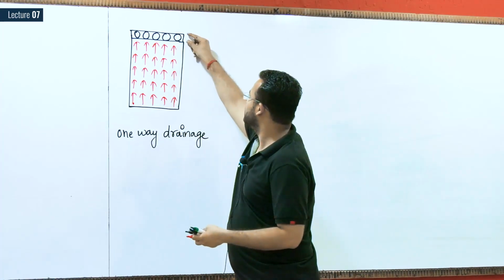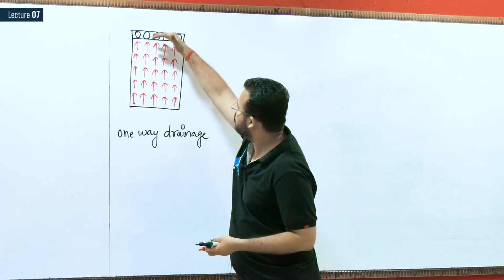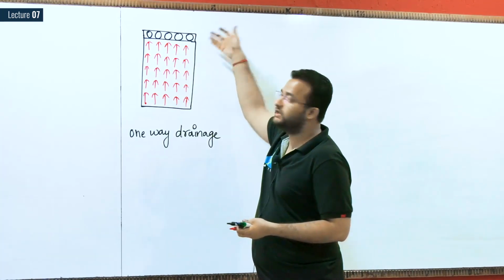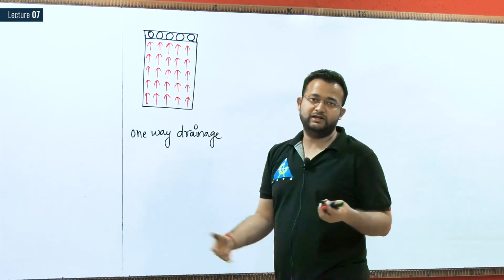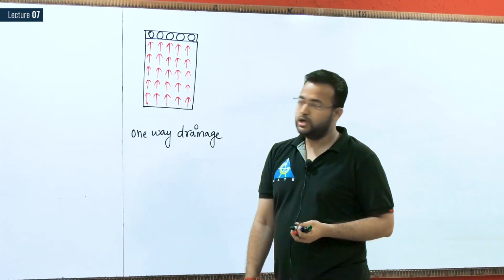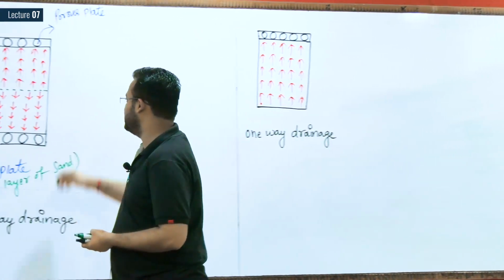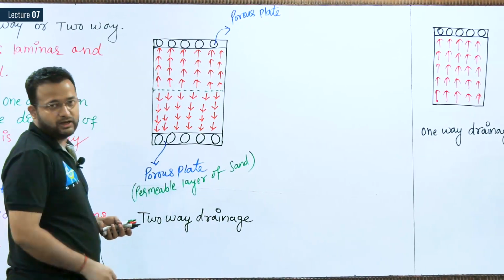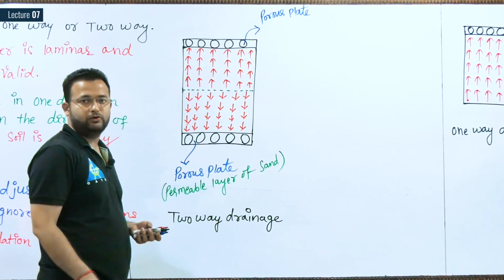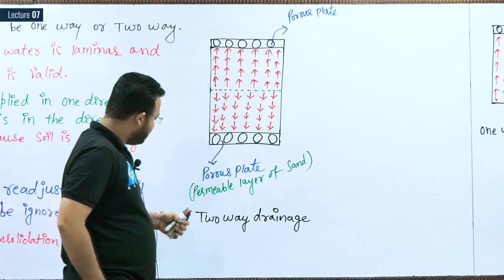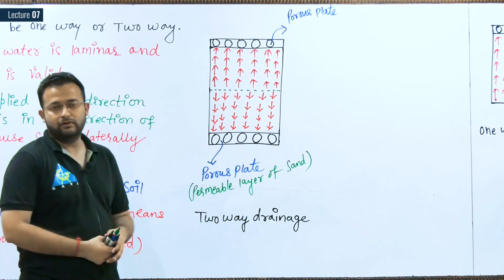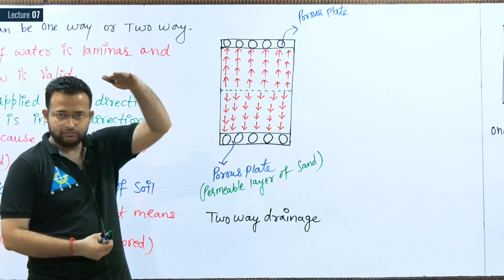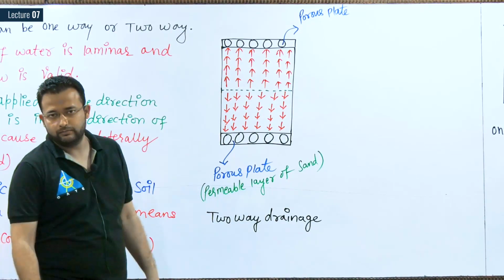For example, if we keep the porous plate at the bottom, then the complete water will drain out at the bottom. If we are keeping both sides, top and bottom, then it shall be called two-way drainage. So if I talk about two-way drainage, direction of flow is one only, that is vertical, that's why the theory name is one dimensional flow, but the flow can be one way or two way. If the flow is two way, that means we are 100% sure the porous plate has been kept above the soil layer and below the soil layer.